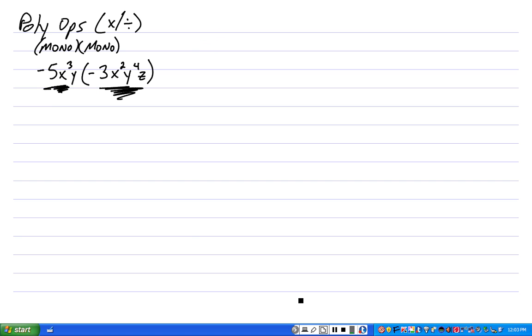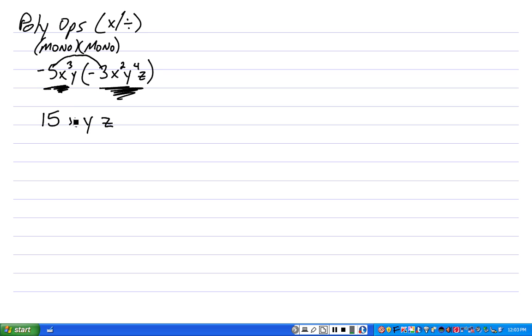Alright, so first we want to multiply the coefficients. So you have a negative 5 times a negative 3. Negative and negative gives you a positive. 5 times 3 is 15. Then the easiest thing to do is look at all of the variables that are present with the terms that you're multiplying. Between these two terms, I have an x, a y, and a z. So you can just list all the variables that are present between those terms, x, y, and z.